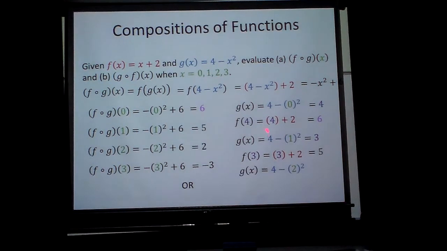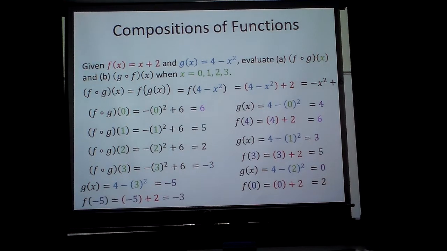Now I'm going to do it for 2. I have 4 minus 2 squared. It's going to be 4. 4 minus 4 is 0. Plug the 0 into this one. 0 plus 2 is 2. And now I have to do it for the 3. I have to do the 3 squared, which will be 9. 4 minus 9 is negative 5. Plug negative 5 in this. Negative 5 plus 2 is negative 3.